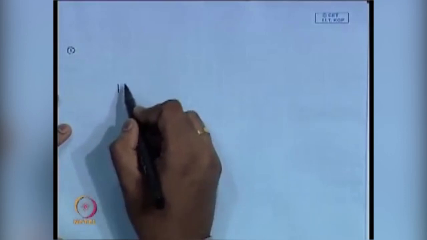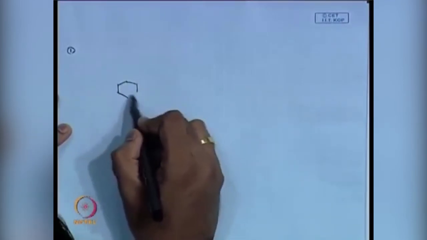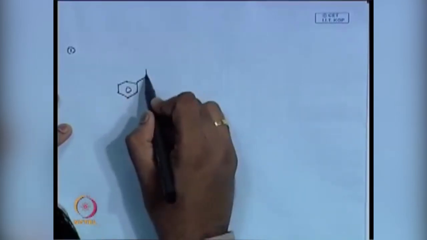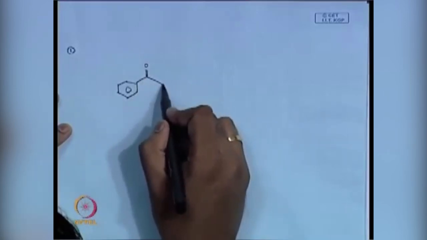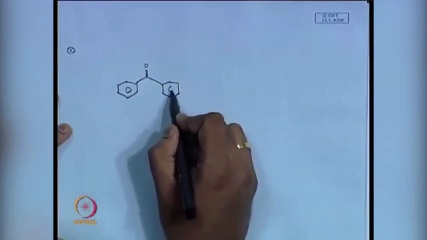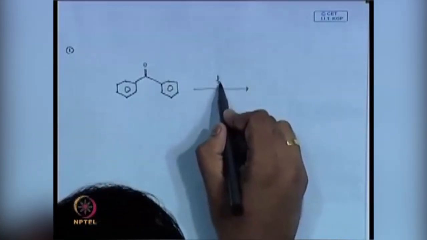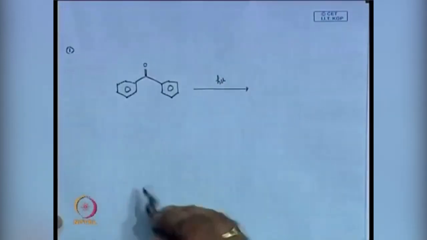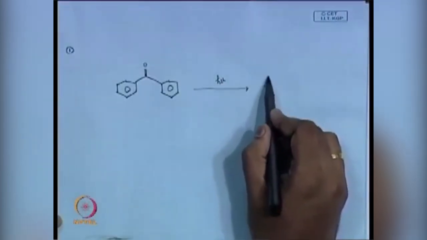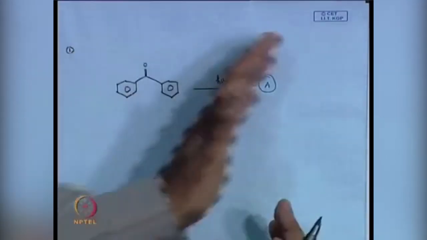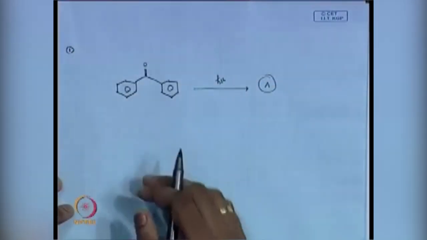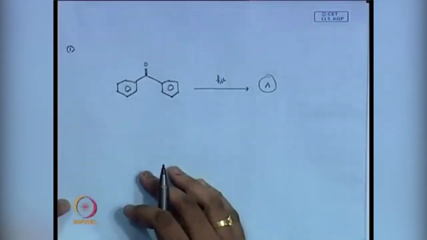For example, I am taking benzophenone, or you can take any ketone. Just for namesake, I am taking benzophenone. You take any ketone. If I photolyze this, I get a product, I call it A. So, I take any ketone, I get a product, I call it A or B, whatever. You can get any number of products.